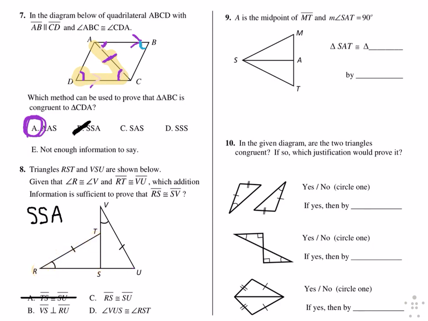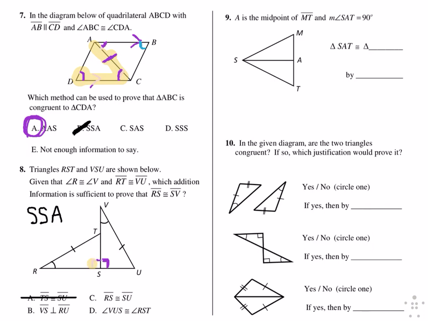Alright, let's look at answer choice B. So B says VS is perpendicular to RU. Well, let's look at that. If this is perpendicular, it's creating a 90-degree angle right here and a 90-degree angle right here. Would that be sufficient to prove that our triangles are congruent to each other?